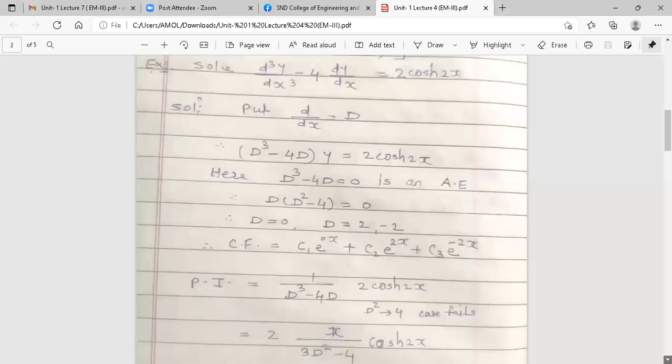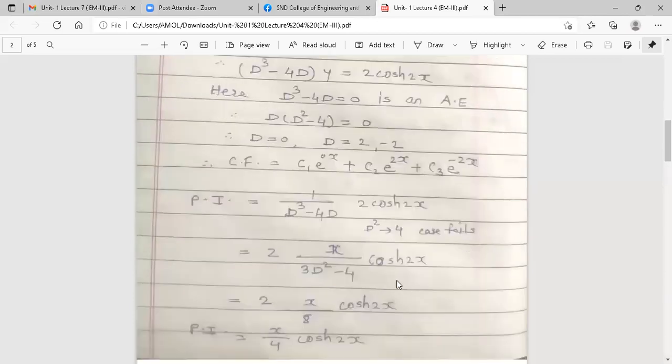And now the PI. To find the PI, the formula is 1 upon phi of D into f of x. So 1 upon phi of D is here D cube minus 4D, and the function is here 2 into cos 2x. Now to solve for this cos 2x, the hyperbolic cos function, we always replace D square by a square. The value of a, the coefficient of x, is here 2. The square of 2 is 4. So replace that D square term by a square, meaning D square by 4.